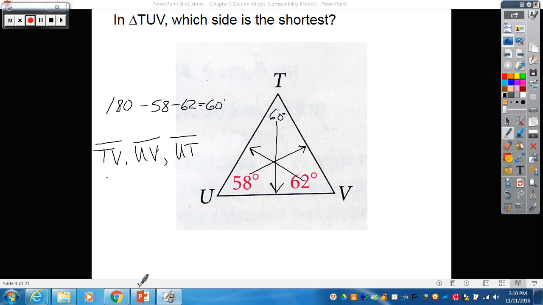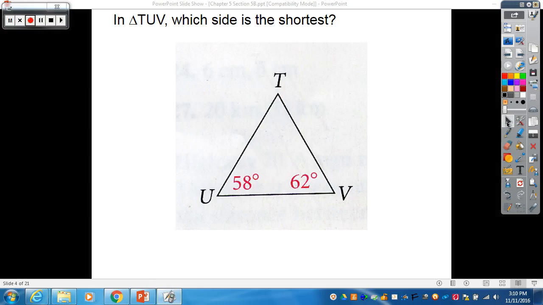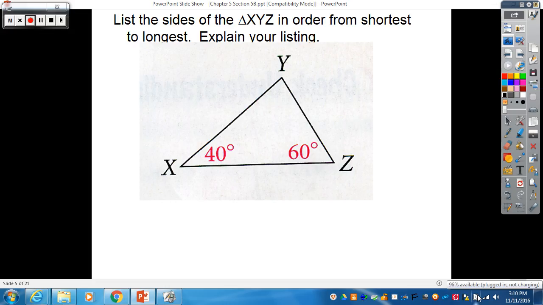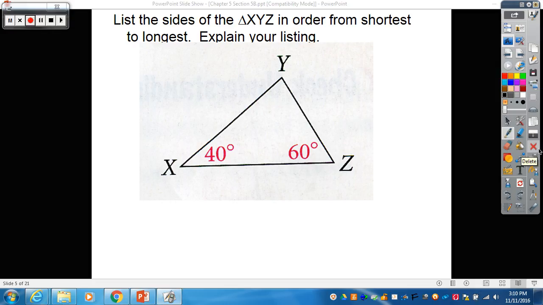The next thing I want to do is move forward and take a look at this next problem right there. I would like you to draw that picture, label the vertices and label the angles, and list them from least to greatest. Pause your computer and take a moment to do that.